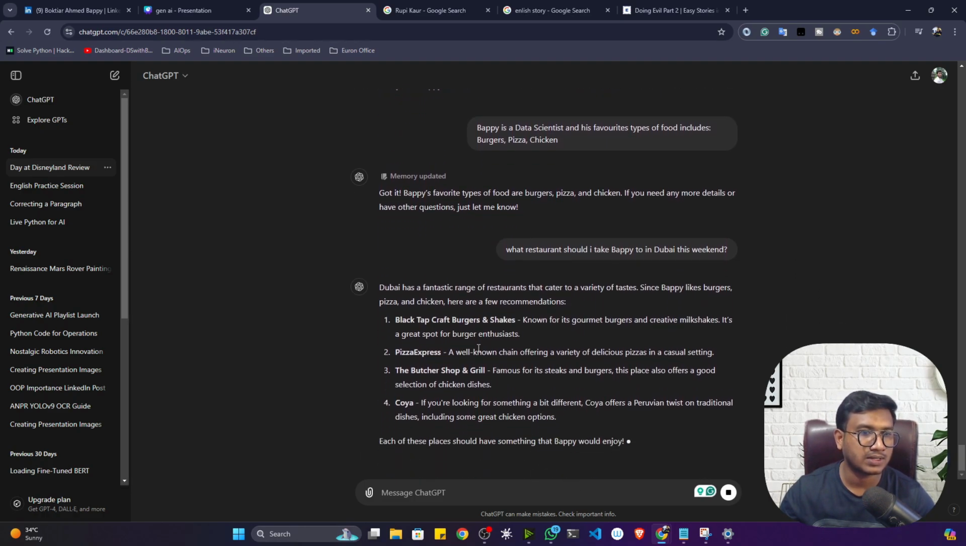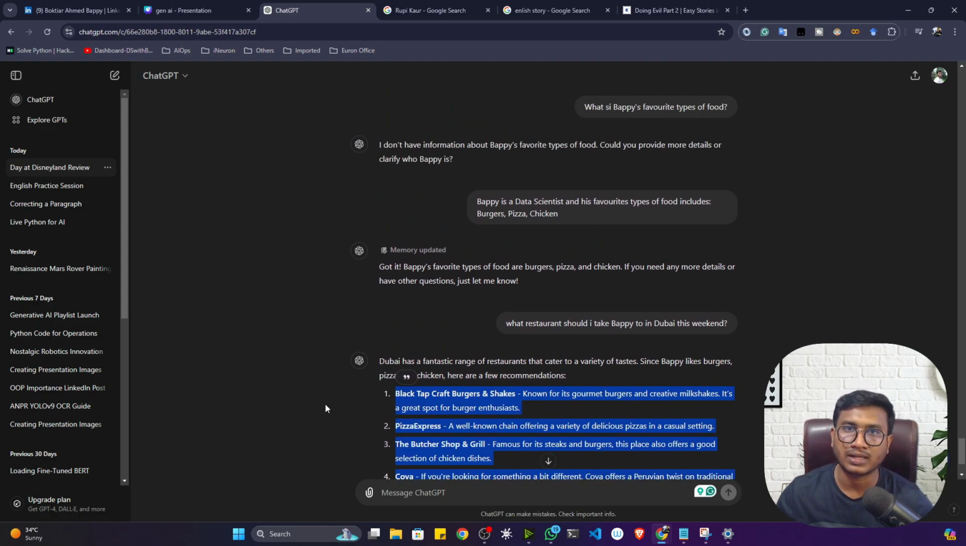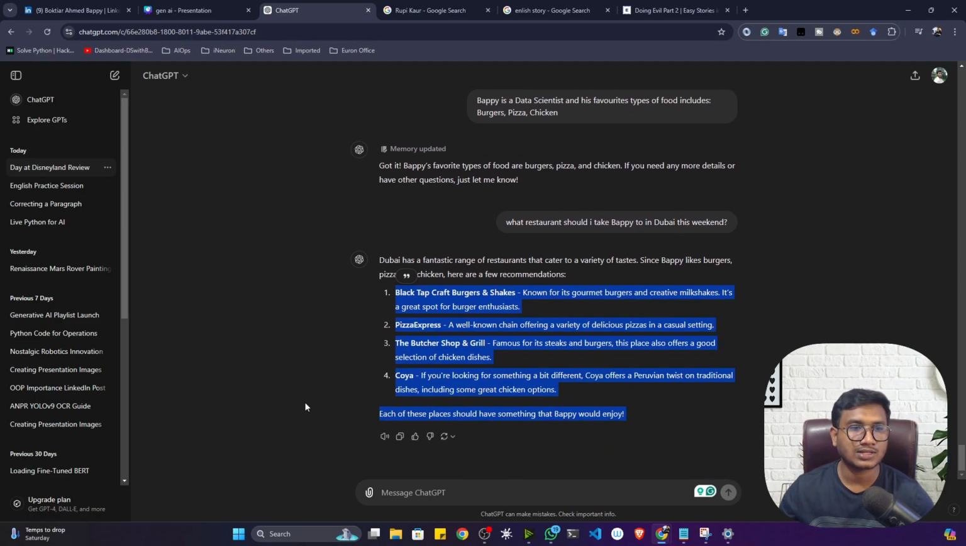Dubai has a fantastic range of restaurants that cater to a variety of tastes. Since Bappy likes burgers, pizza and chicken, here are a few recommendations. So here are the restaurants. Now see, this is actually called few shot prompting. That means you are also giving some few shot prompts, that means some information about the question you are asking. Okay, this is actually called few shot prompting.